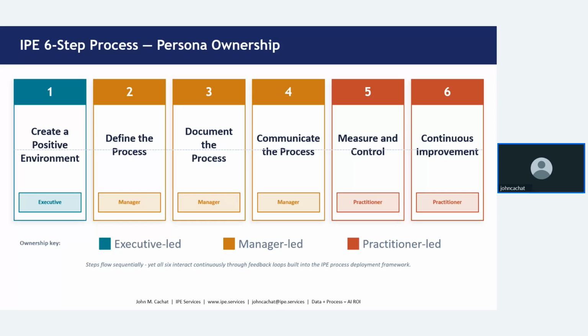So again, that 6-step model that I showed you for IPE has different levels. This 3-level hierarchy is very critical when you're defining who's doing what and where. Creating a positive environment is led by the executives. The managers are defining the process, documenting the process, and communicating it. And the frontline employees are measuring and controlling and looking at continuous improvement. Steps flow sequentially, yet all 6 interact continuously through the feedback that's built into the process deployment framework.